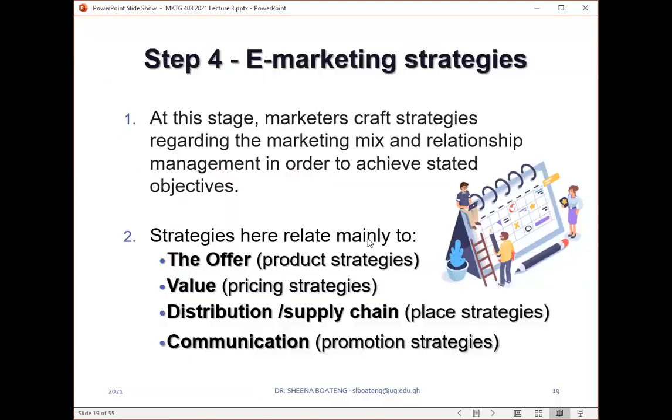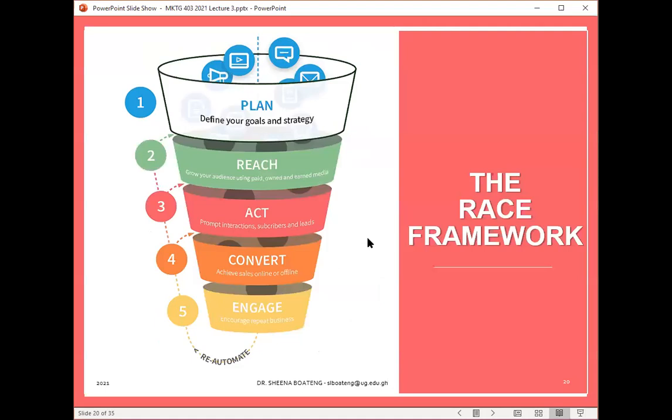So in developing an e-marketing strategy, we can utilize what we refer to as the RACE framework. Now, the RACE framework generally has to do with 4 stages, based on the RACE acronym. The R standing for reach, the A standing for act, the C standing for convert, and the E standing for engage.